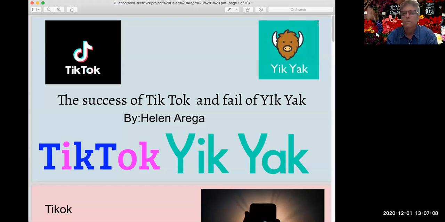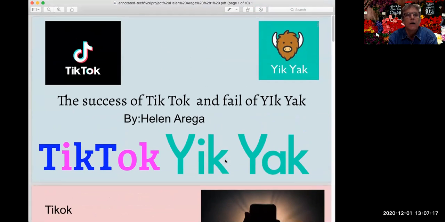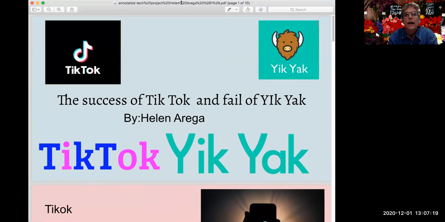All right. So this is the last one I'm going to look at, but it is a slideshow. So the slides make it look a lot more marketing style. Okay. So this was the idea of comparing TikTok and Yik Yak. All right. I like those. Those are two pretty modern apps.